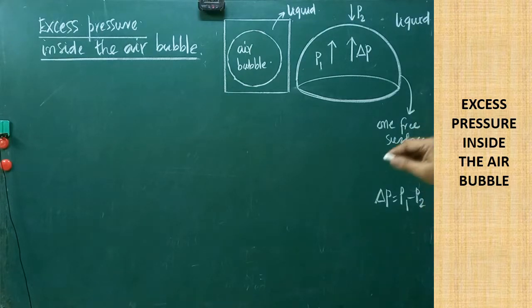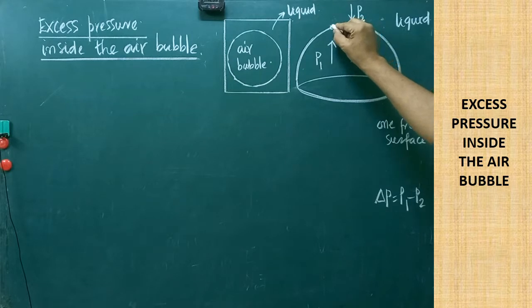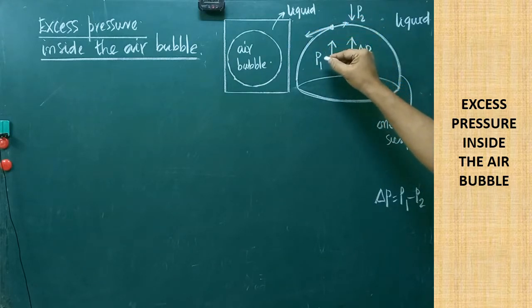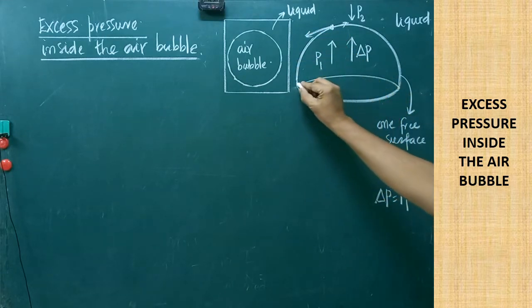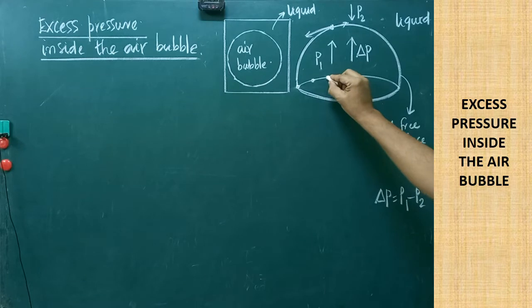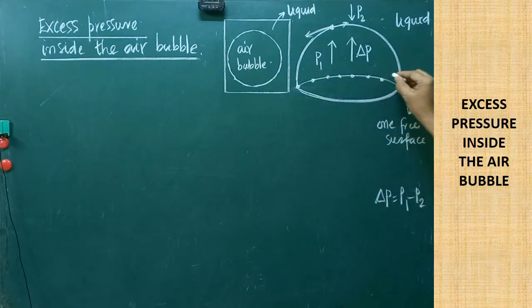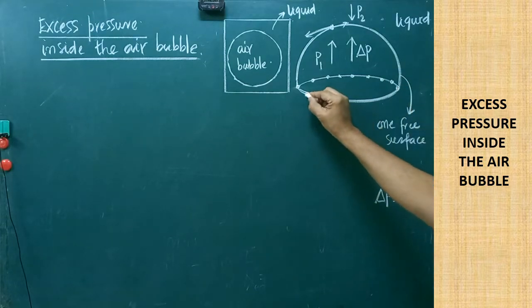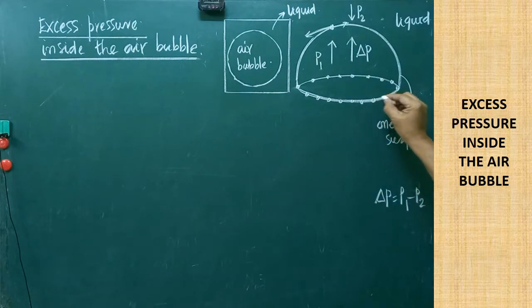And one more thing: let us imagine a molecule. That molecule is pulled by two forces here due to surface tension. This extends to the molecules present on the rim, so these are all the molecules which are present on the circumference of the rim of the air bubble.